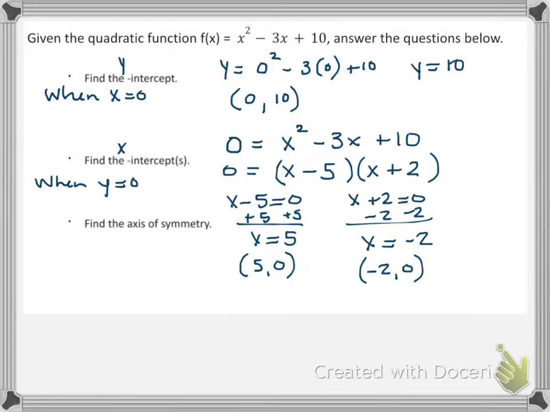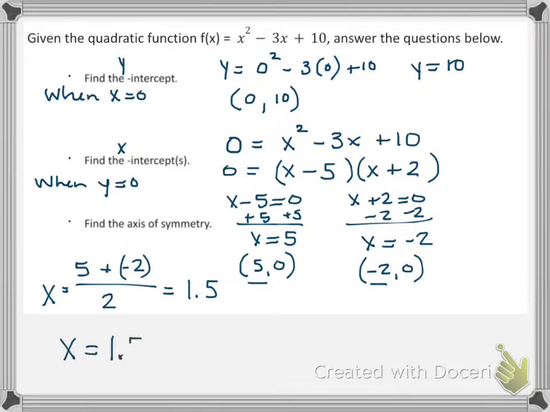Well, that's the middle of my two x values. So I'm going to take my first x value, and I'm going to add it to the second x value, which is a negative 2, and then I'm going to divide by 2. So 5 and a negative 2 gives me a positive 3, and half of that would be a 1.5. So the axis of symmetry is when x equals 1.5.